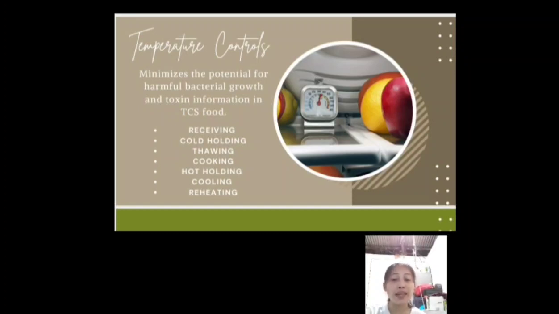Diba? So it is important to know how to get cooked foods cooled, or cooling, and how to get cold foods hot, or reheating, in a way to keep our food safe while it passes through the temperature danger zone. If ever ma-level jud ang temperature danger zone, the bacteria will grow rapidly. So make sure lang nga i-check jud ang temperature daan una ka mag-cook sa imong food.